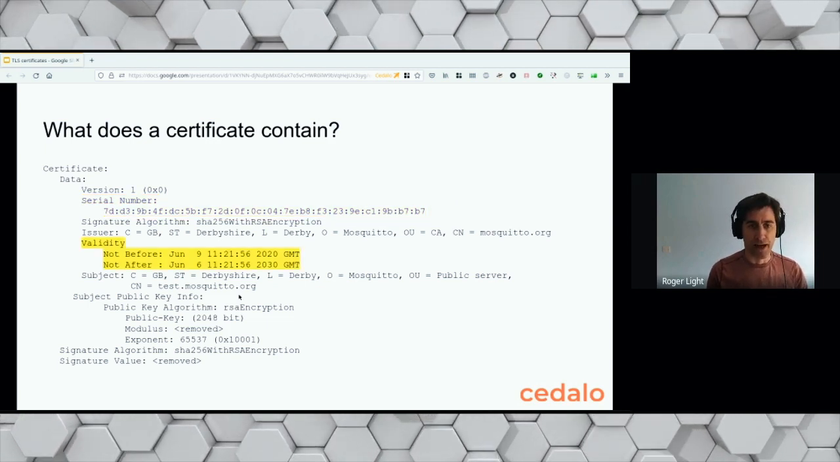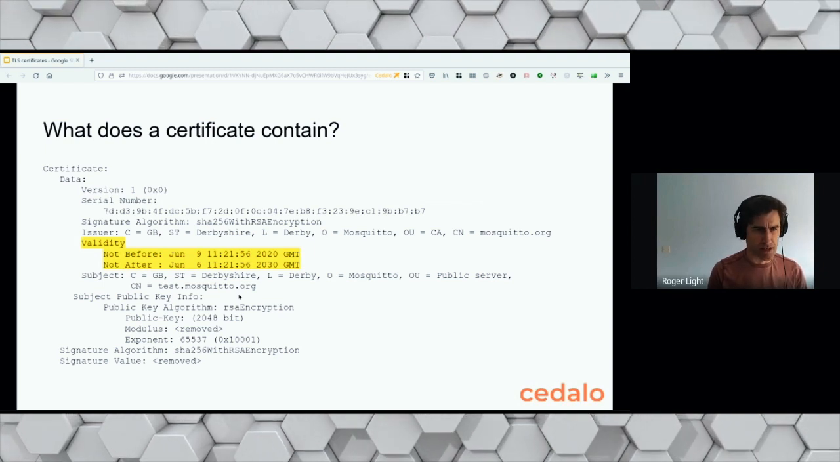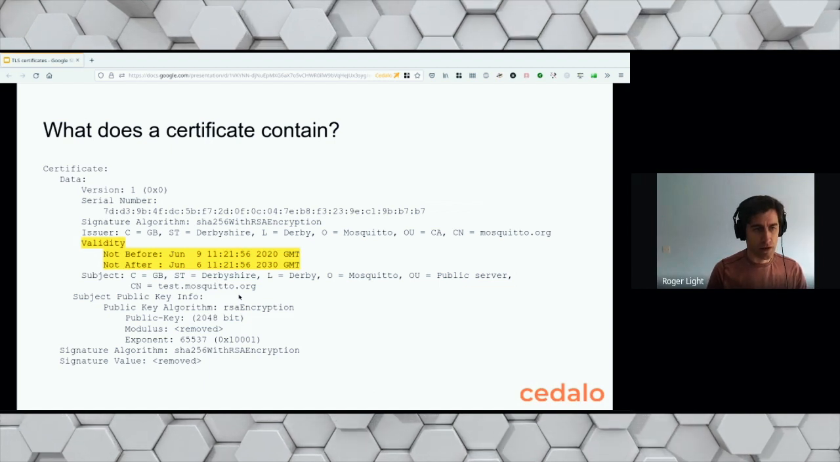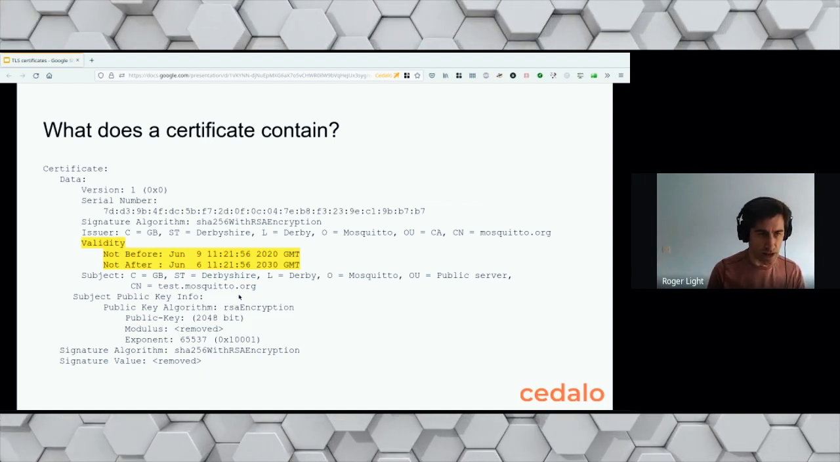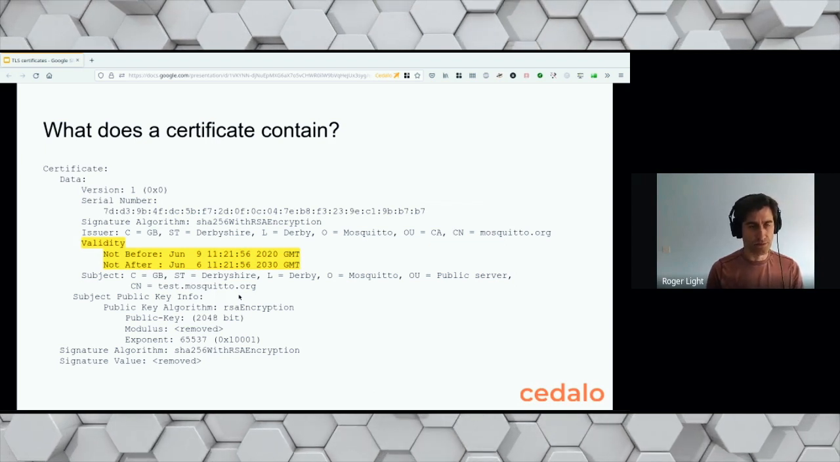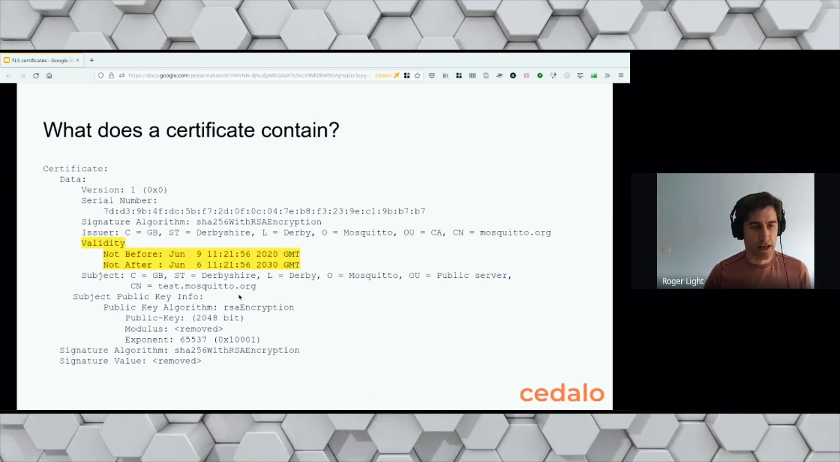We also have a validity period. So this is the server certificate from test.mosquitto.org, and you can see there it's not valid after June 2030. So I've still got 8 years before I need to worry about changing that. Absolutely.